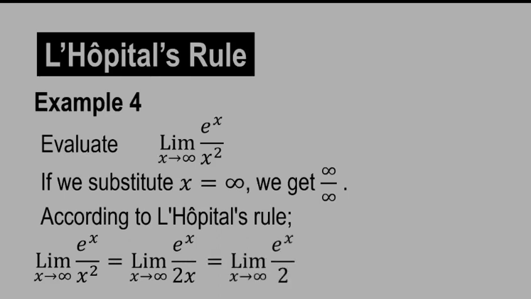It is equal to limit as x approaches infinity of e raised to power x over 2. Here e raised to power x is again derivative of e raised to power x and 2 is derivative of 2x. By applying limit, we get e raised to power infinity over 2, which is equal to infinity by 2, and that is equal to infinity.